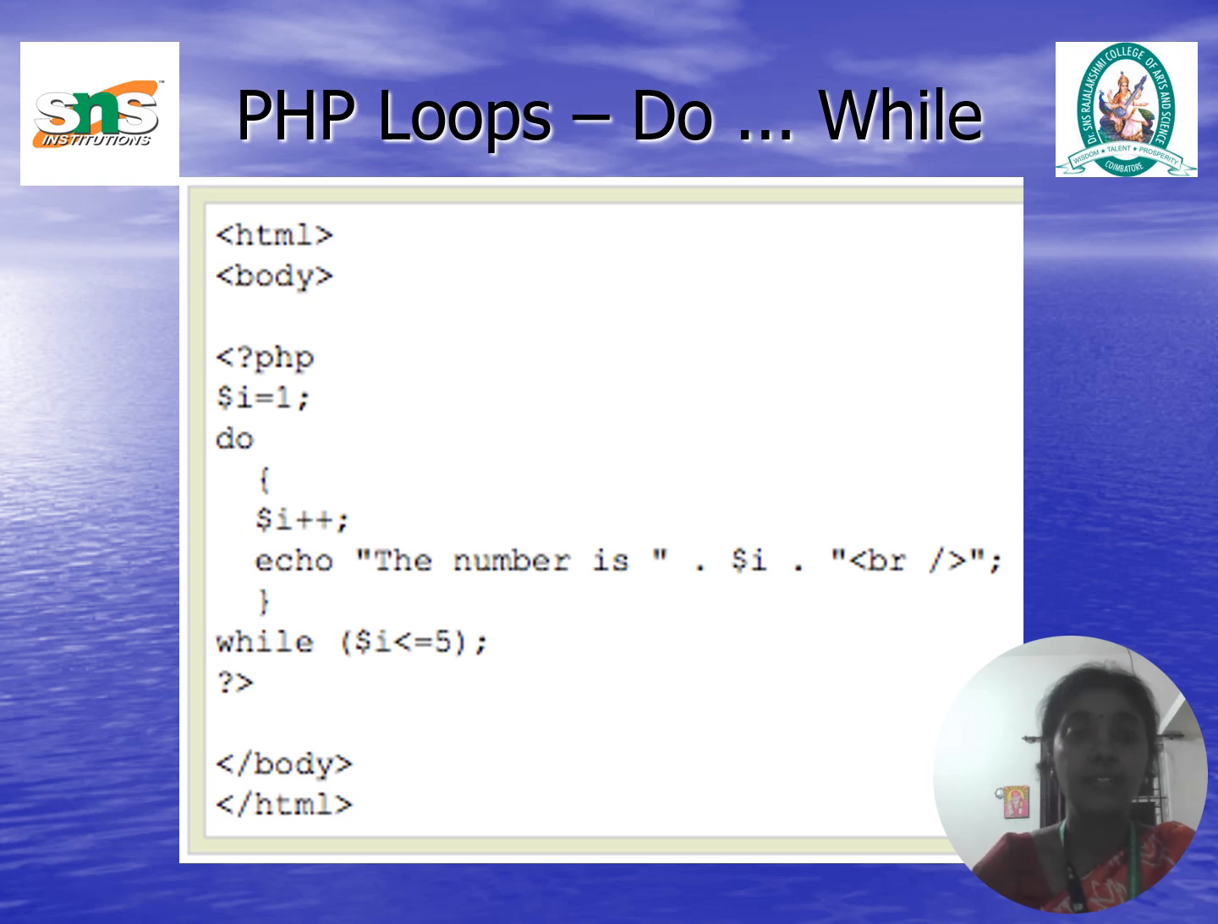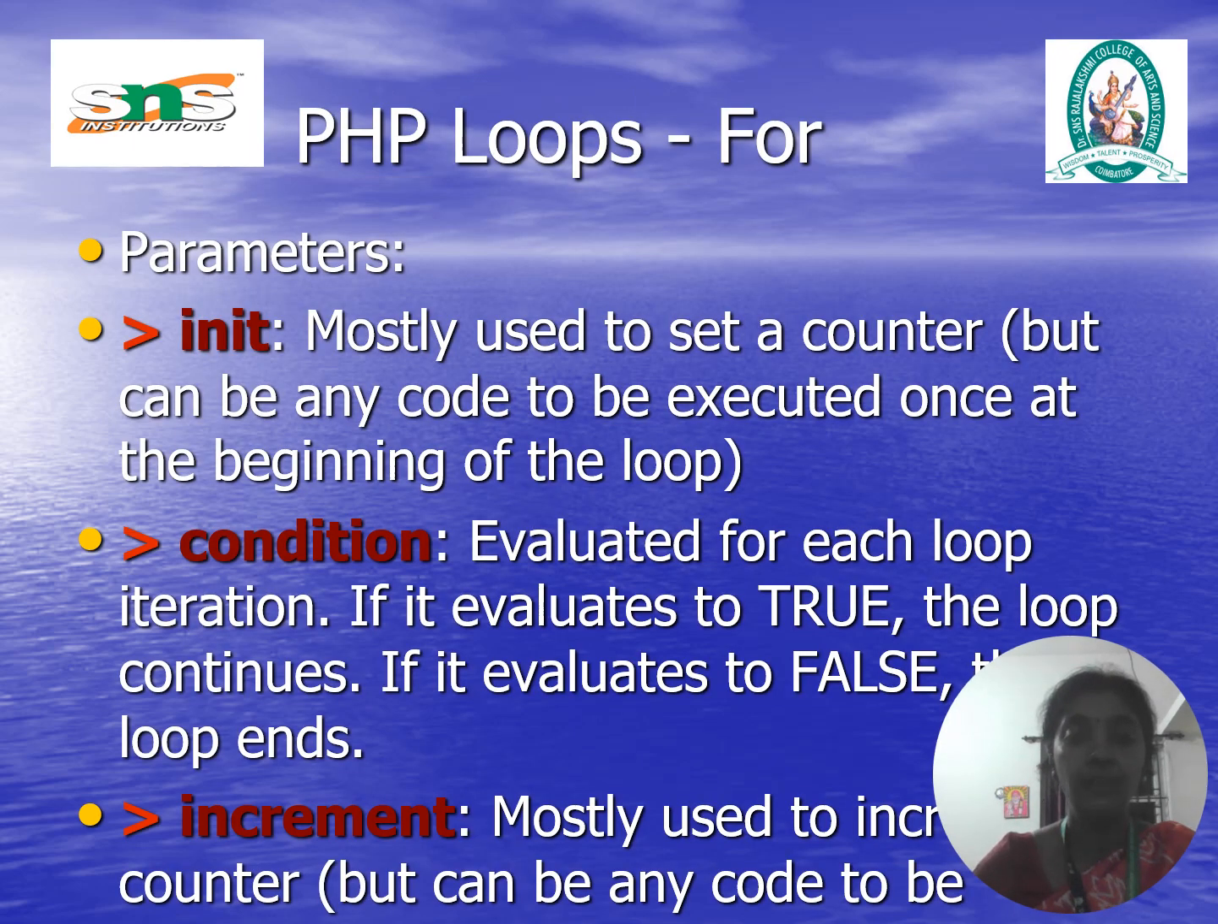Here we should see the difference. If you are assigning i equal to 20, it won't check the condition first. It will go to the loop directly. It will increment and then it will print the value. Next, it will check whether the value is less than or equal to 5 or not. If the condition is false, it will come out of the loop. Here the condition is false. Whether the condition is true or false, the do loop will execute at least once. This is the difference between the while loop and the do while loop. Here we can see the output.